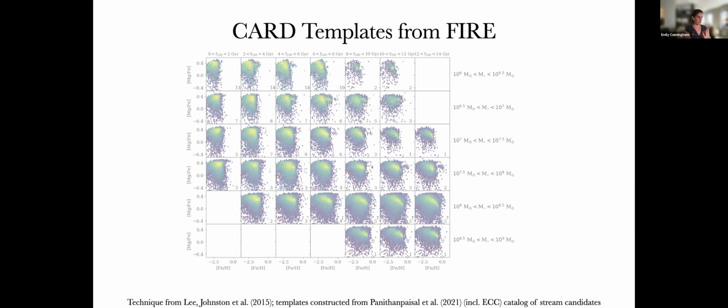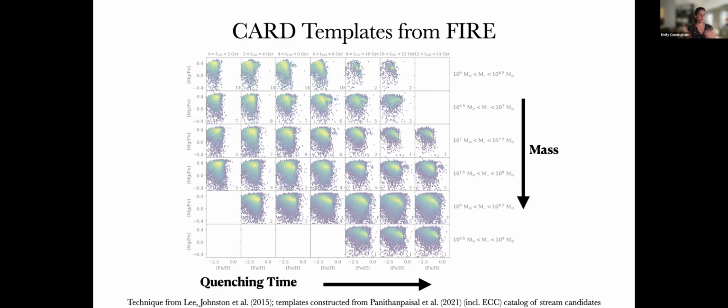So in this grid of templates that I'm showing you here, this is a grid of dwarf galaxy abundance distributions where we're going from top to bottom, we're increasing in stellar mass. So the top row are templates for relatively low mass, so stellar mass of 10 to the 6 to 10 to the 6.5 accretion events, down to total stellar masses of 10 to the 8.5 to 10 to the 9. As we go from left to right in this grid of templates, we're increasing in quenching time. So templates on the far left-hand side are for dwarf galaxies that quench within the first 2 gigayears of the simulation, whereas templates that are on the far right are forming stars throughout the entire simulation.